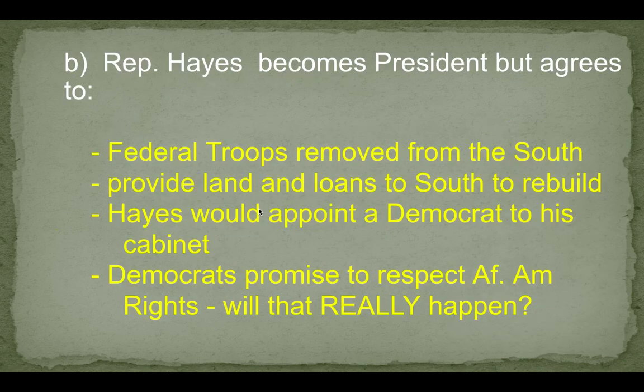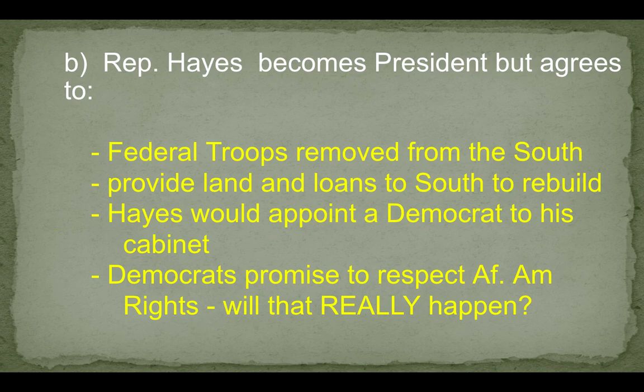That's really close. So what happens is it actually was a tie, and in order to break the tie, they had to vote on it. And Hayes makes some promises behind the scenes. He promises to remove federal troops from the South to gain the Southern Democrats' vote. He promises land and loans to the South to rebuild.